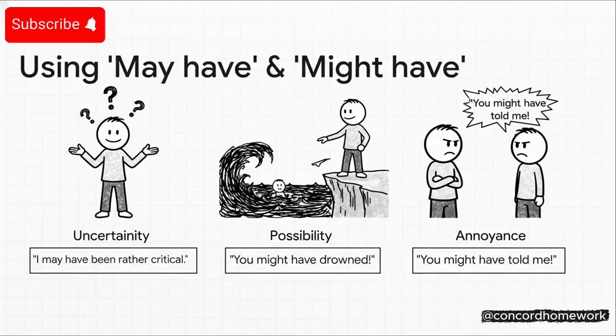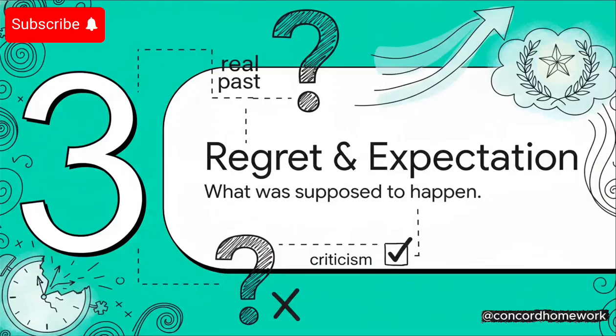But check this out. This is one of my favorite little tricks in English. If you really stress the words, you can show you're annoyed. Picture saying this: "You might have told me my trousers were split." See? That's not about what could have happened. That is 100% you being annoyed. How cool is that? Okay, let's switch gears a bit.